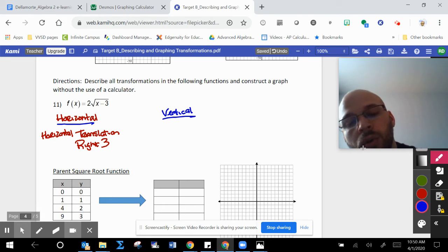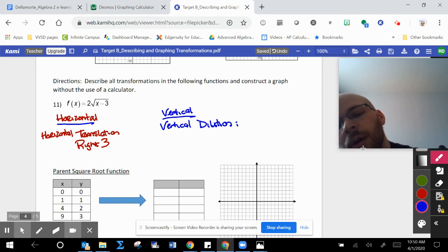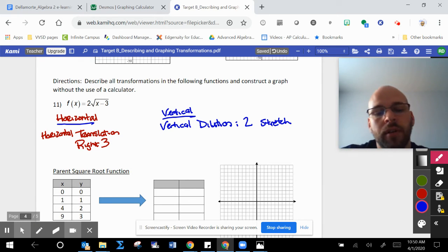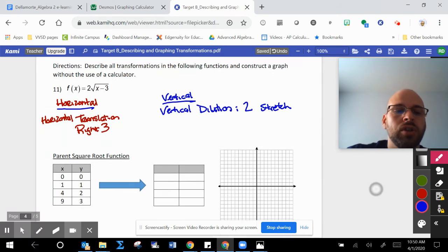And then the 2 on the outside is a multiplier. So that is actually going to be a vertical dilation by a factor of 2, which is going to stretch my graph. Okay, so these are the 2 changes we have.